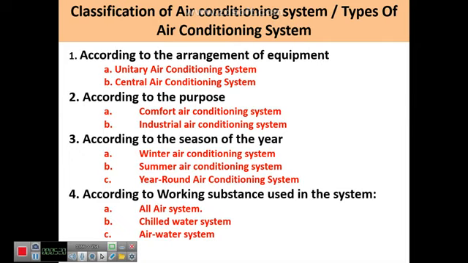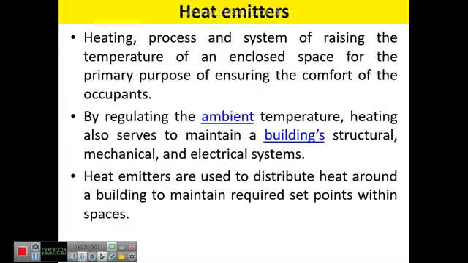Then coming to the classification, the first one is according to the arrangement of equipment: unitary air conditioning and central air conditioning. Another one is according to the purpose: comfort air conditioning and industrial air conditioning. Another one is according to the season of the year: winter air conditioning, summer air conditioning, and year round air conditioning systems. Then according to the working substance, we have all air system, chilled water system, and air water system.